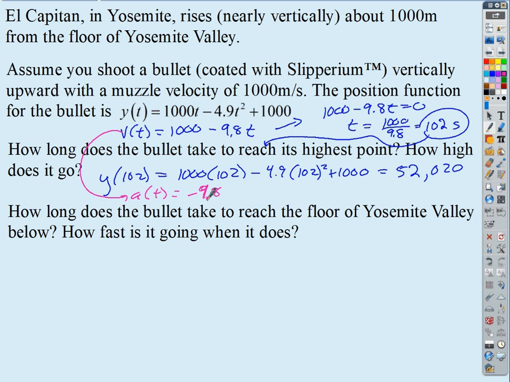Is everybody focused on this? Everybody got this? If I plug 0 in for t, what's going to happen to this function? You're going to get 1,000, which is right, because the cliff is 1,000 meters up.